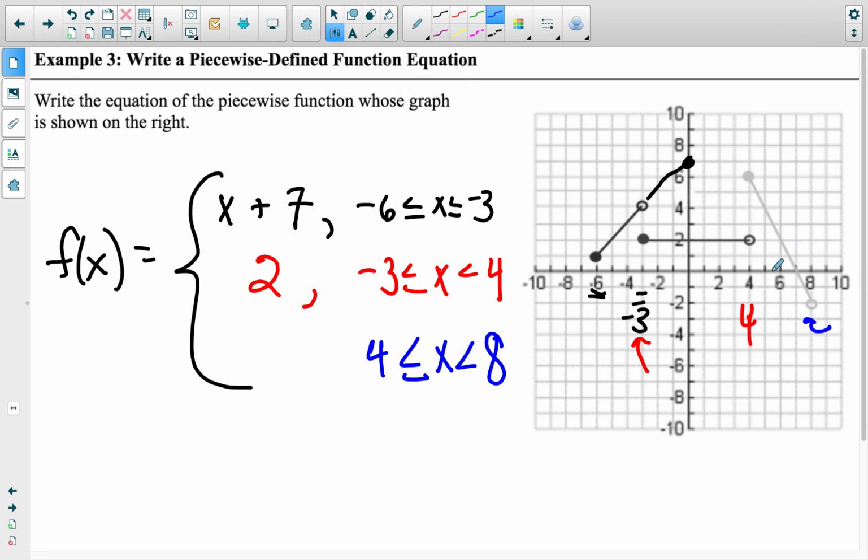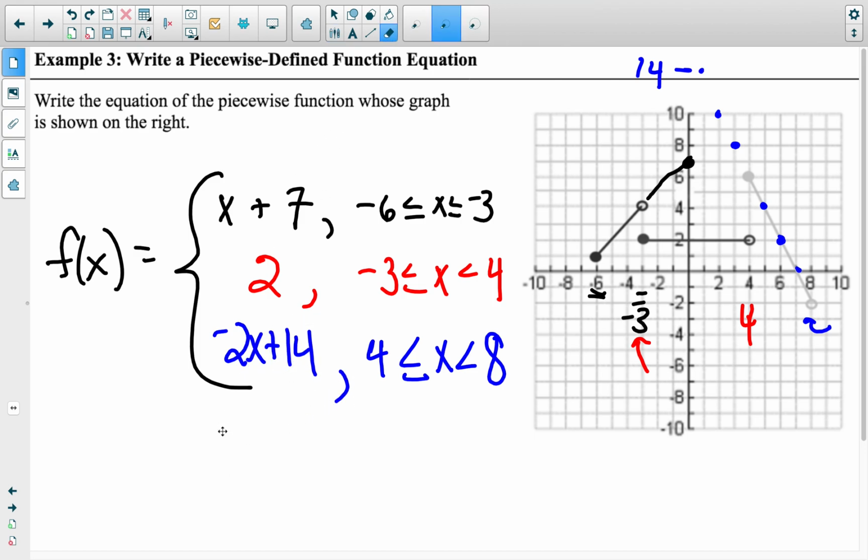And then for the right piece, if we carry on, well, let's find our slope first. If we go down 1, 2, and then over 1, it looks like our slope appears to be -2. So then if we carry on that pattern and eyeball the graph, we're going to see that the y-intercept is up at +14, meaning that our equation in slope-intercept form will be -2x plus 14. Okay, so that's a way to go the other way.